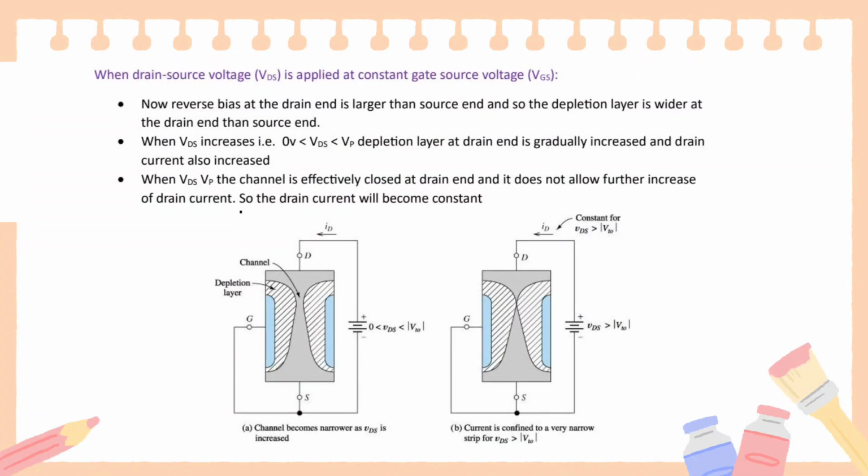When drain source voltage VDS is applied at constant gate source voltage VGS, the reverse bias at the drain end is larger than at the source end, and so the depletion layer is wider at the drain end than at the source end. When VDS increases, that is 0 volts less than VDS less than VP, the depletion layer at the drain end gradually increases and the drain current also increases. When VDS is equal to VP, the channel is effectively closed at the drain end and it does not allow further increase of drain current. So the drain current becomes constant. We can see the detailed diagram.